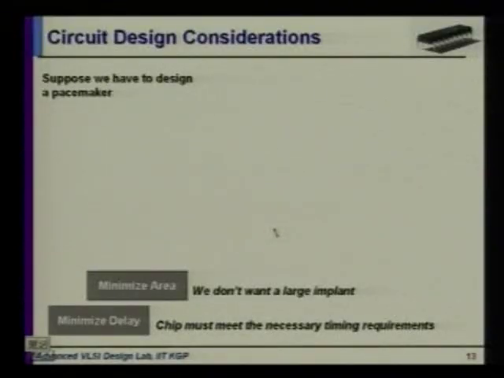So, let us count this as the most primitive objective, that we have to minimize the delay. Then we want to minimize the area, we want to make the chip as small as possible, because we have to implant it inside the body of the patient, right. So, we do not want to have a large implant. So, we need to minimize the area. Okay.